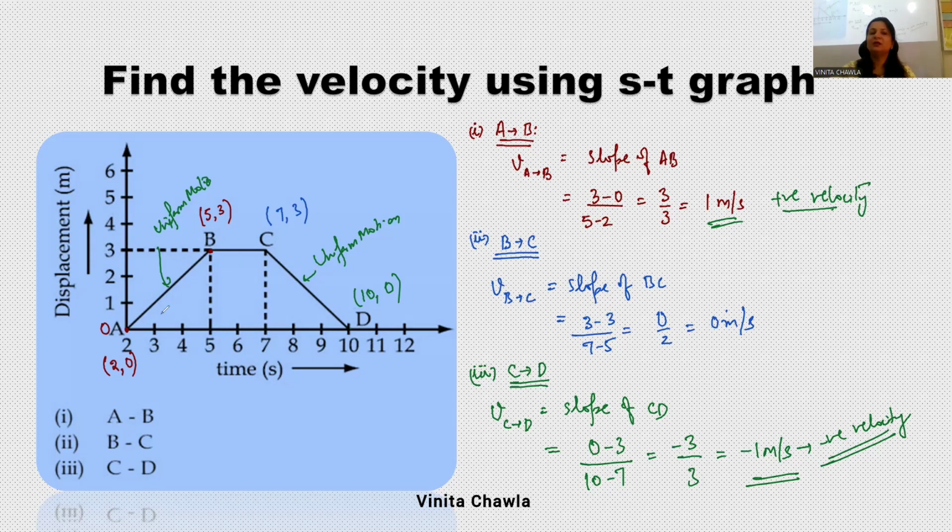But the difference is that here the object is moving away from the reference point. Distance is increasing with time. And here distance is decreasing with time. The object is moving towards the reference point, coming closer to it. Distance is decreasing, and that's why velocity is negative. And here velocity is 0. The object is at rest. That's why this line BC is parallel to the time axis.